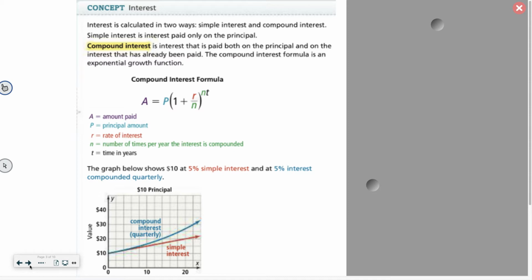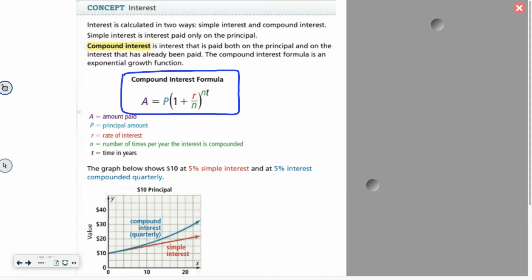So compound interest is the interest paid both on the principal, the starting amount, and on the interest that has already been paid. So the compound interest formula is a type of exponential growth, which is why we're going to talk about it. So our compound interest formula is represented right here. We have A, which is the amount paid, equals our principal times the quantity of 1 plus the rate divided by the number of times per year the interest is compounded, all raised to the number of times it's compounded times the time in years.